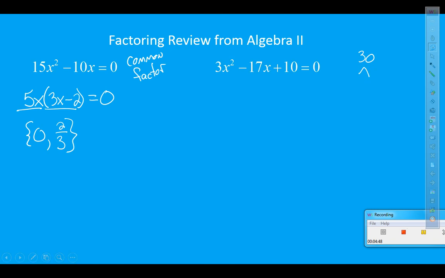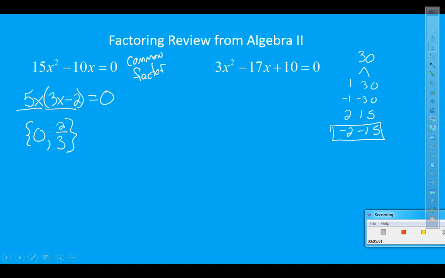You now go find 2 numbers that multiply to be 30 that you can add up to be negative 17. So my choices are 1 and 30, also negative 1 and negative 30, because two negatives also make a positive. I could go 2 and 15, negative 2 and negative 15. I'm going to stop there, because there's the two numbers that I need. Negative 2 and negative 15.